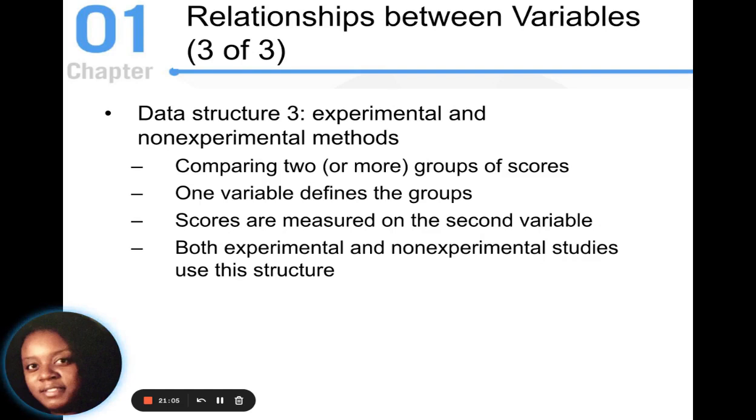When we look at relationships between variables, we also have to think about experimental and non-experimental methods. When we use these types of methods, we compare two or more groups of scores. We can have one variable that defines the group. Our scores are measured on the second variable, and both experimental and non-experimental studies can use this structure.